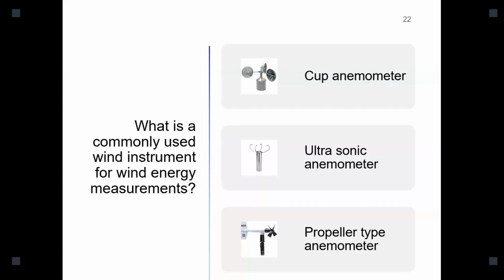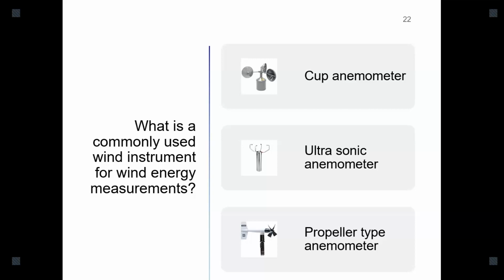I'll put the URL to the Moodle, then please give the poll. Actually, I asked that for wind energy measurements. People are using these for weather measurement also sometimes. These types of instruments can be used for different applications, and those are the most common applications.